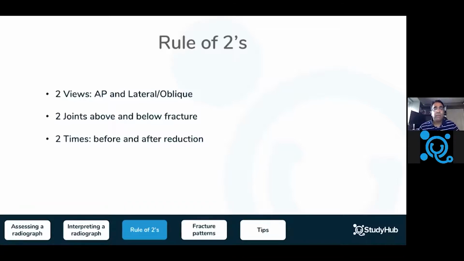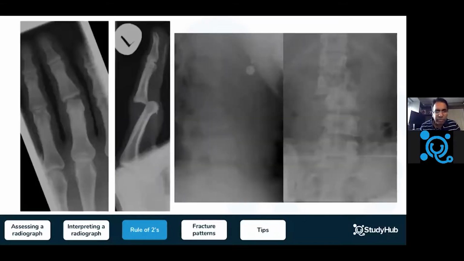Okay, so remember, always get two views. Either you get an AP, which is pretty much standard, and then you get a lateral or an oblique, depending upon circumstances. You make sure both joints, above and below the fracture, are imaged. And imaging both before and after reduction of a dislocation is very important. So, just going through some of the rules over here.